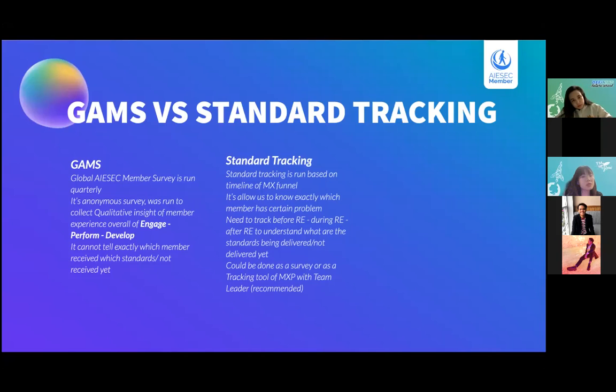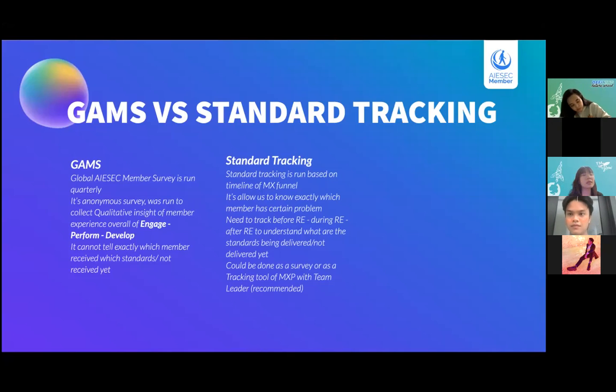an anonymous survey, and this will run to collect the qualitative insight of member experience. When you look into the survey questions, you can see that we're asking about how the engagement happens overall, how the performance and the development are happening overall. However, it cannot tell you exactly which member received which standard or did not receive which standard and so on.